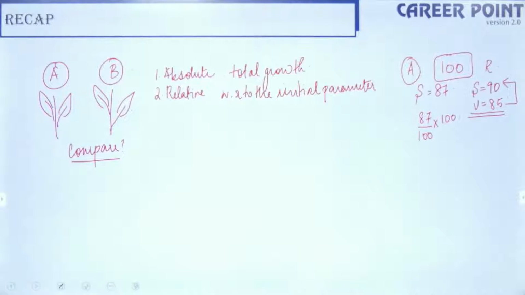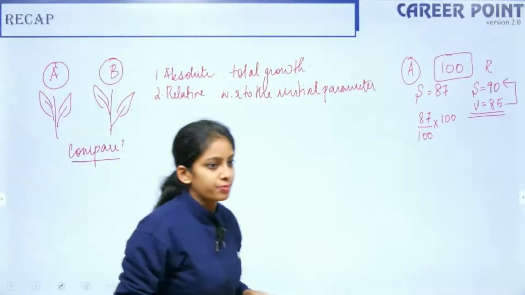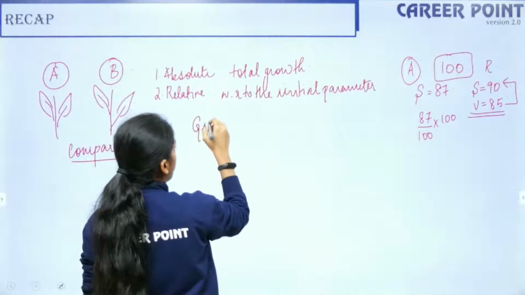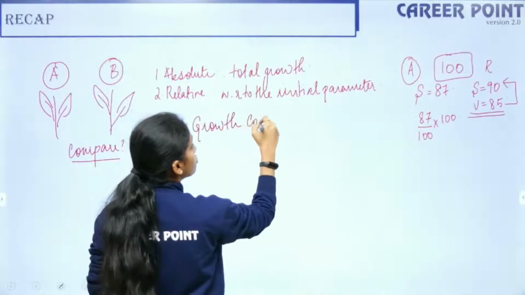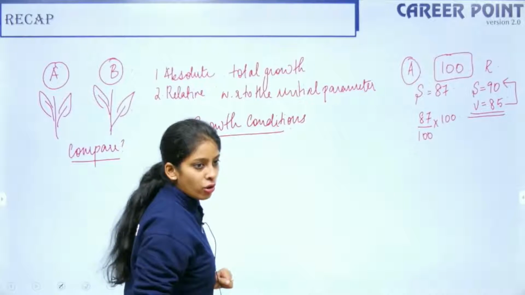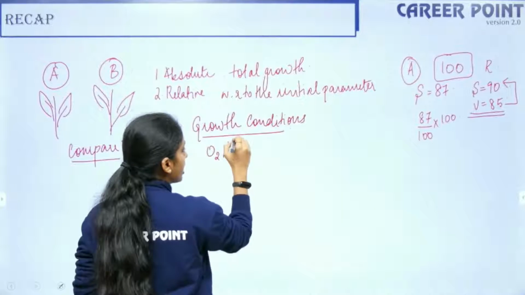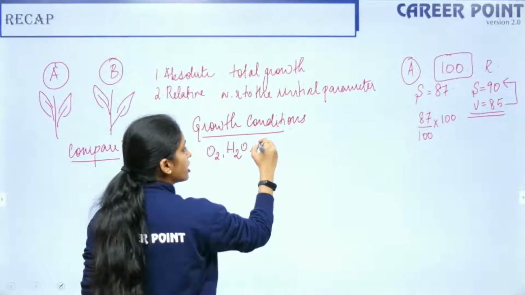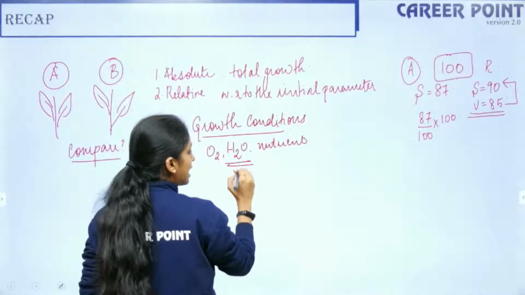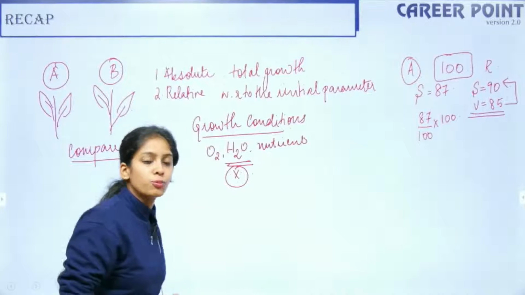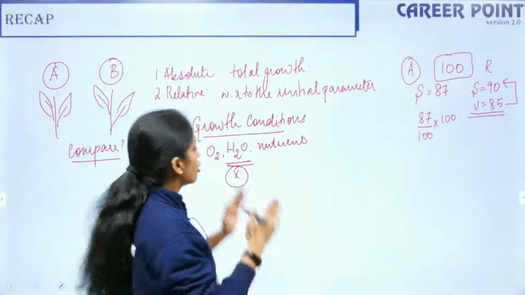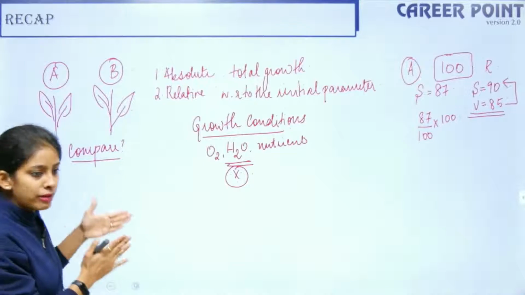Is this clear? Absolute and relative growth rate? Yes? Okay, Swami, very good. The next thing we were talking about is the growth conditions. How should the plants grow? What are the conditions needed for the plant to grow? Of course, it needs oxygen, water, and nutrients. Water is the most limiting, as all the enzymes need water as a medium to perform their function. These are the points that we were talking about in the previous lecture.